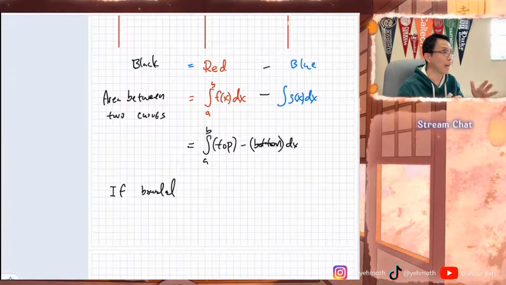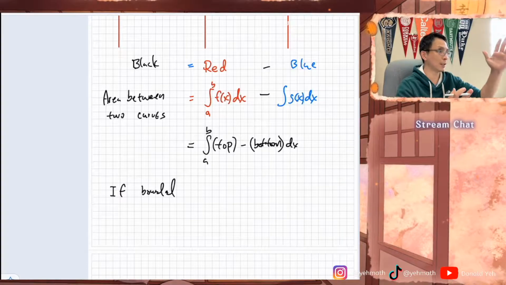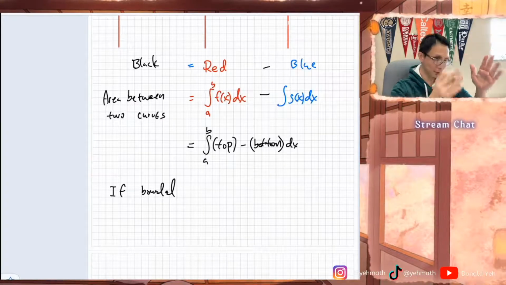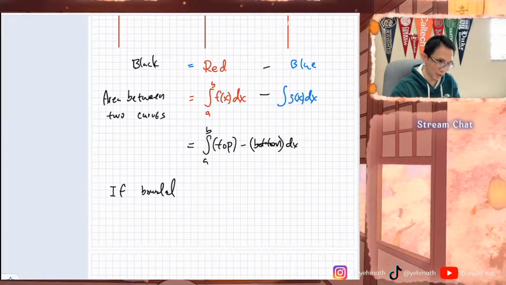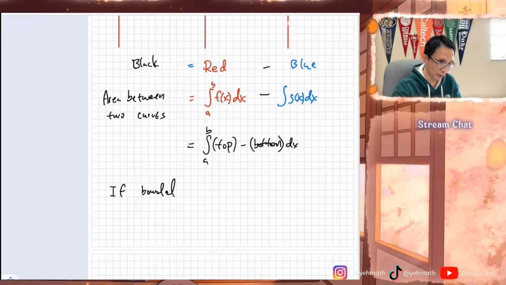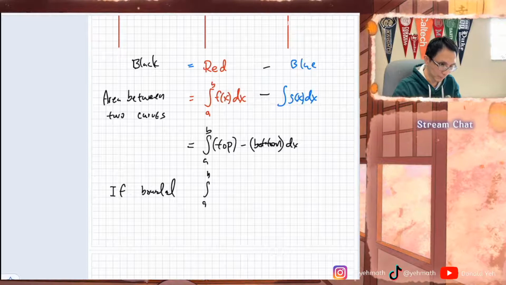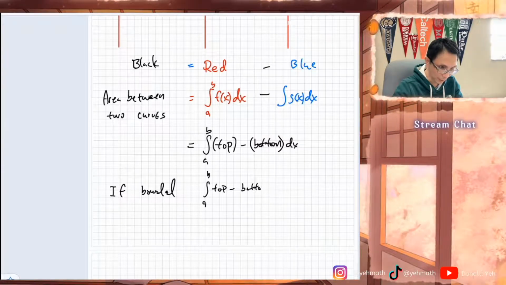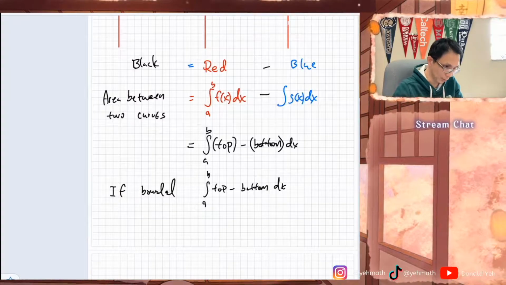What I mean by bounded is that I have an x restriction from two values. If I give you a bounded area, then that's pretty easy. That's just integration between A and B of top minus bottom. I'll rewrite this again because that's very important.